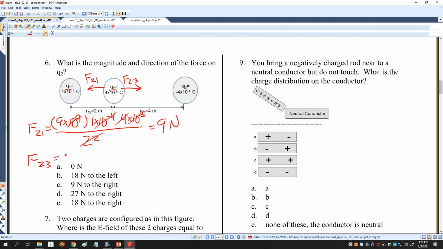And then F23, 9 times 10 to the 9th, 4 times 10 to the -5, 4 times 10 to the -4. Notice I'm not putting the signs on these.